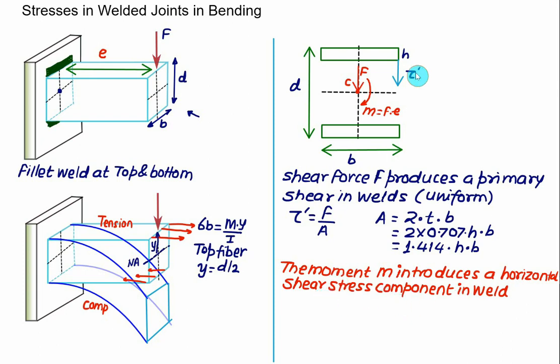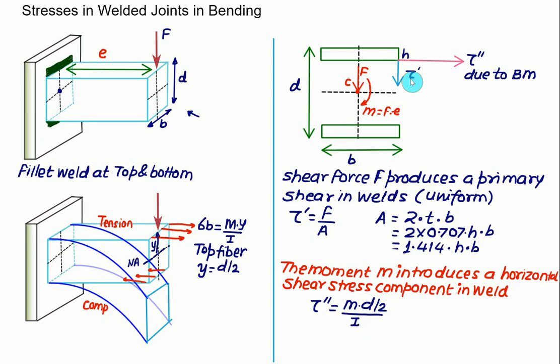So we'll represent here tau double prime as the horizontal component which is due to the moment. This is the effect due to the moment, that is the bending moment. Instead of sigma B, we have to use here tau double prime equal to M. Since we are on the top side, Y is replaced by D by 2, divided by the moment of inertia I. This moment of inertia has to be used for the weld group.